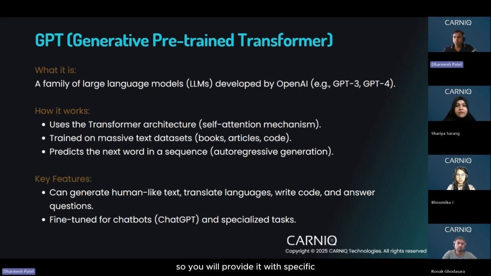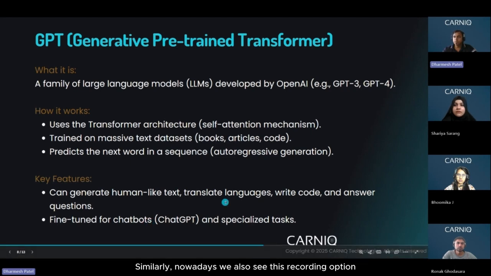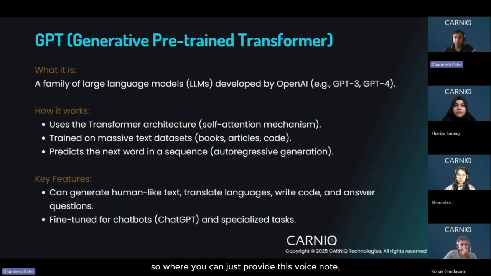You are provided with a specific input area where you ask what you want, and then it will respond. Similarly, nowadays we also see this recording option, where you can just provide a voice note, and it will automatically translate it and give you the answer. So those things can be done at the chatbot level.